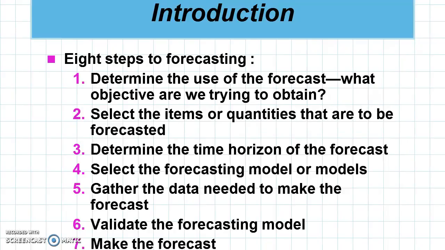There are 8 steps. I'll go through this real quickly, but first, determine the use of the forecast. What are you trying to obtain? Number two, select the items or quantities you're going to be forecasting. Determine the time horizon. Is it 10 months, 12 months, 10 years? What is it specifically? Select the forecasting model or models. Gather the data needed to make the forecast. Validate that forecast by actually beginning to run the tool, whether it's moving averages or exponential smoothing, and then make the forecast and implement the results.